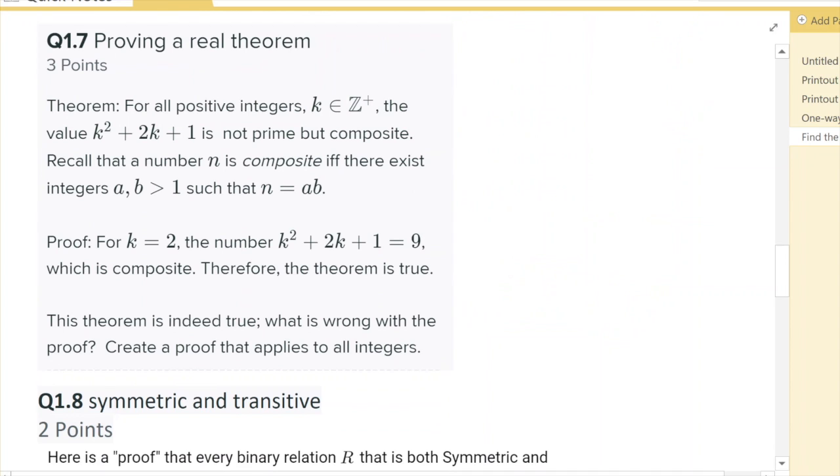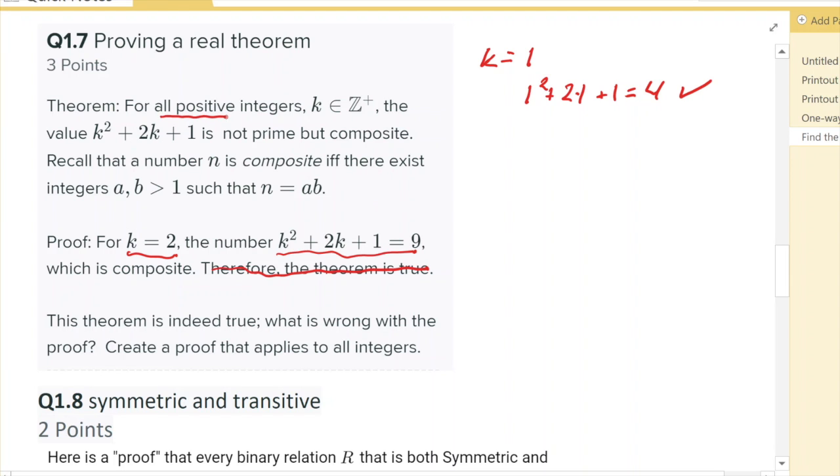Proving a real theorem: for all positive integers k, the value k squared plus 2k plus 1 is not prime but composite. Recall that numbers are composite if they're the product of two positive integers. Let's check that we understand this. If I use k equals 1, then I get 1 squared plus 2 times 1 plus 1 is 4, which is 2 times 2. The proof does the k equals 2 case, finds that it's 9, which is composite, but then it claims the theorem is true.